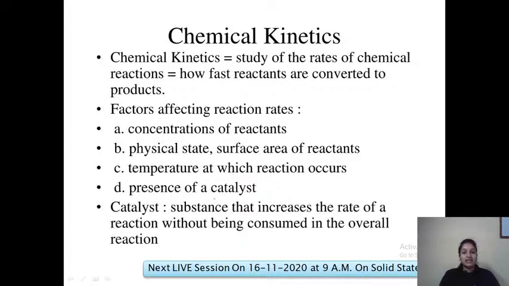So even the catalyst activity can be increased. Can anyone tell me in the comment section or chat box, which substance further increases the activity of a catalyst? You can comment in the comment section. Okay, right answer, Shrishil. It is the promoter. The promoter increases the activity of the catalyst.